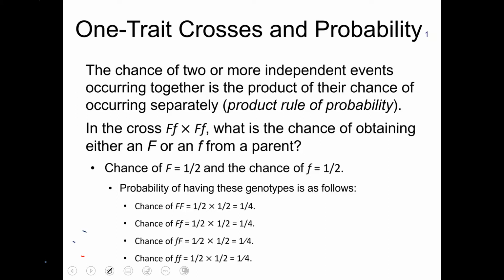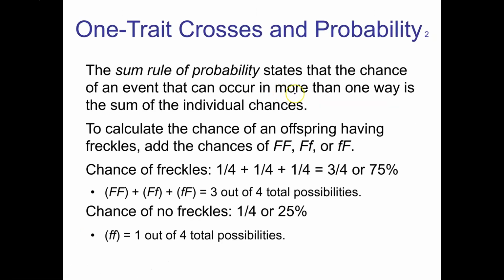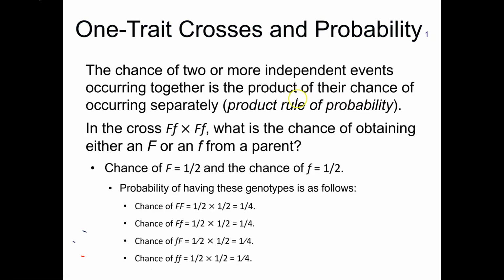When we're looking at genetics, we're often looking at the probability of two different events occurring together. The chance of two or more independent events occurring together is the product of their chances occurring separately.